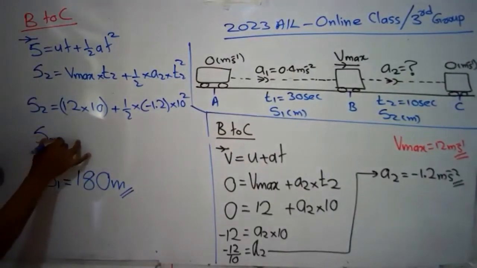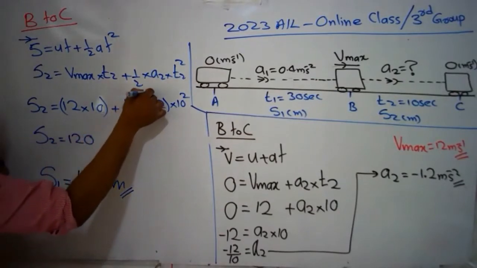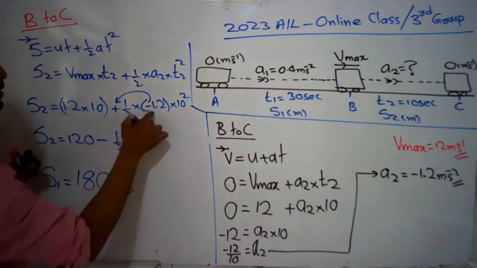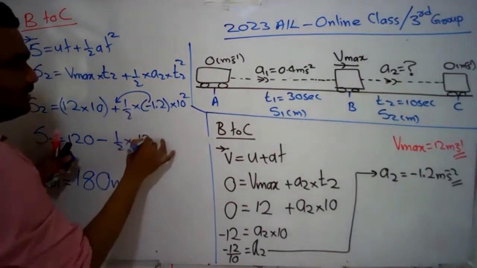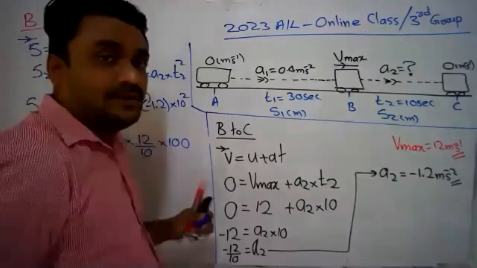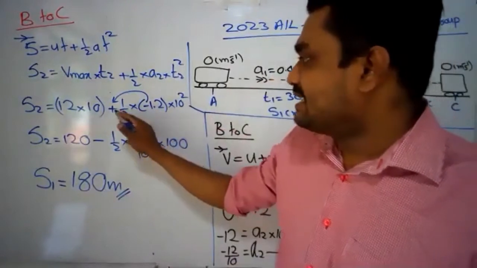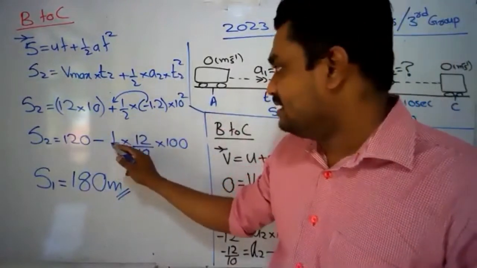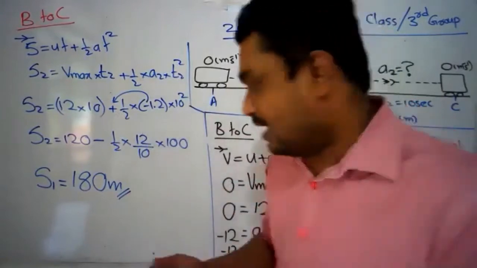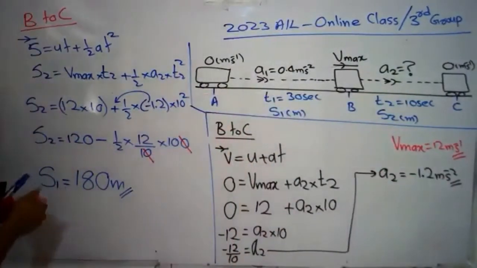So S2 equals 12 into 10 is 120, minus into positive minus halves. 1.2 can be written as 12 over 10. 10 squared is 100. Can you understand this, maths dear? I have multiplied this minus sign with the positive sign and I got a minus sign. 1.2 is written as 12 over 10. Now I can easily cancel out this 0 and this 0.